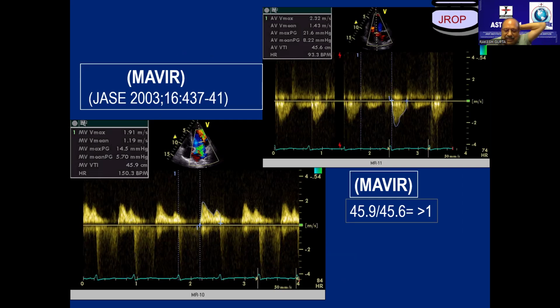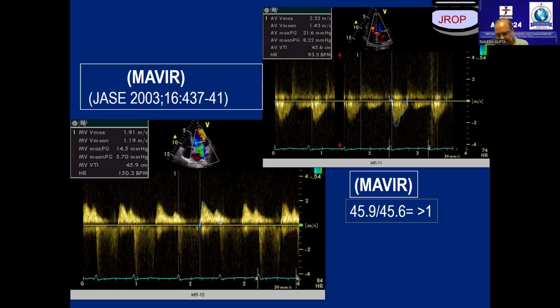Think of a simple thing at this time to learn. Yes, mitral valve VTI versus aortic valve VTI. If there is a lot of blood flow, the VTI will be more. Less blood will flow across the LVOT, so the VTI would be less. The ratio of mitral valve VTI versus aortic valve VTI will give you everything; more than 1.3 is considered severe.